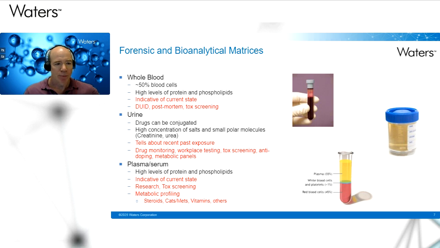The other big one is plasma or serum. Like whole blood, it has high levels of protein and phospholipids. However, because it doesn't have the cellular content, it's often easier to work with. If there's no protein binding, you may be able to get away with just diluting and pretreating rather than doing a protein crash or protein removal.